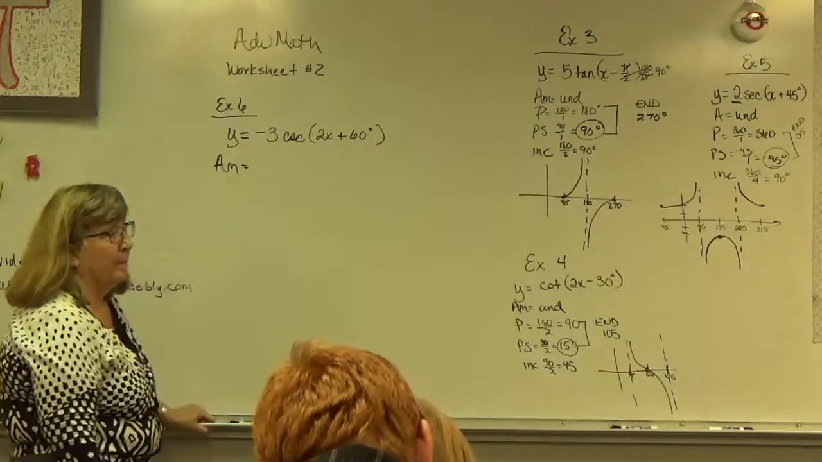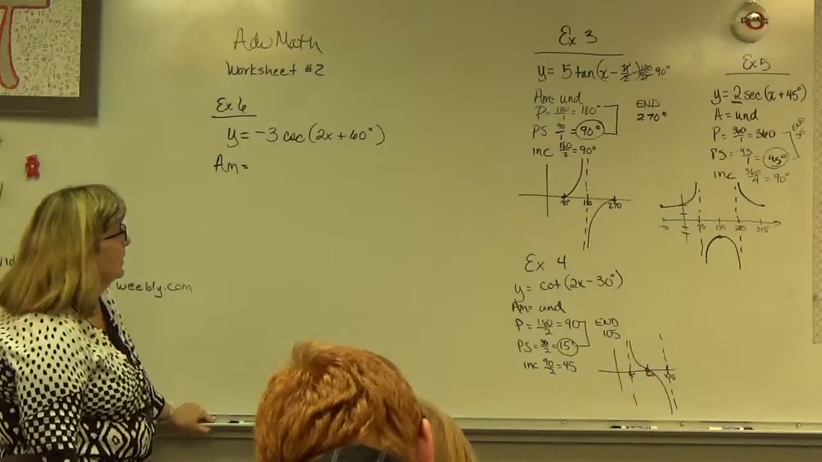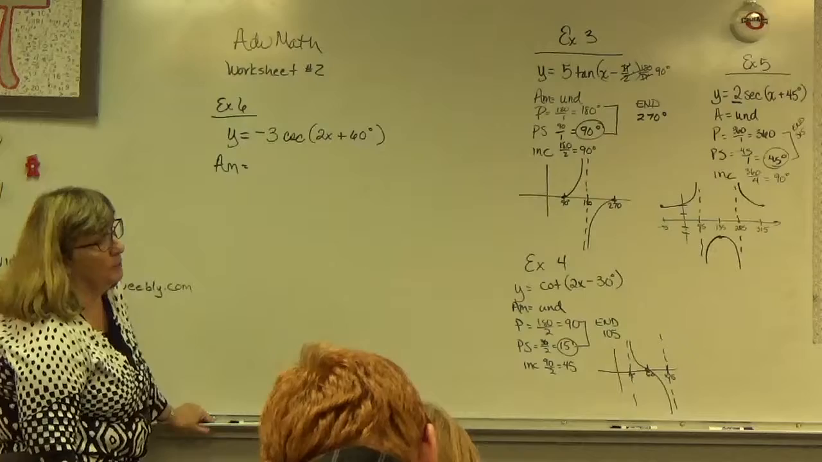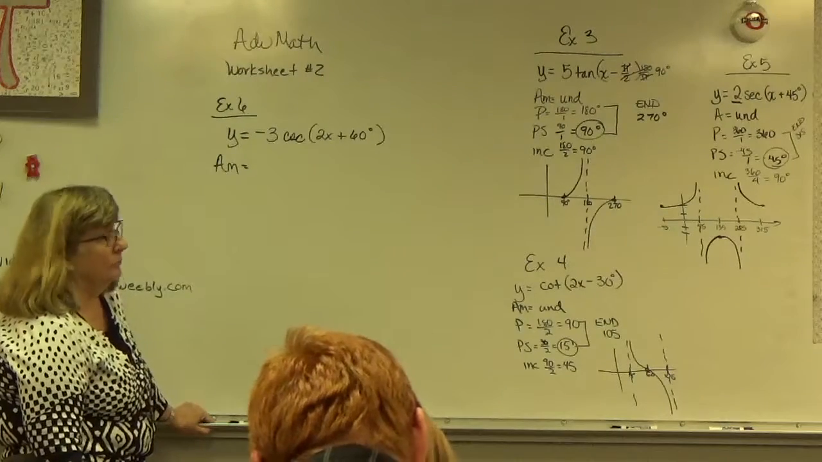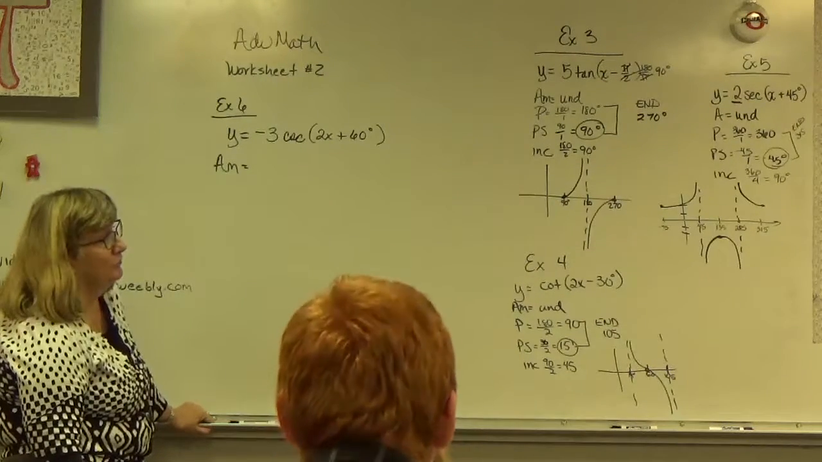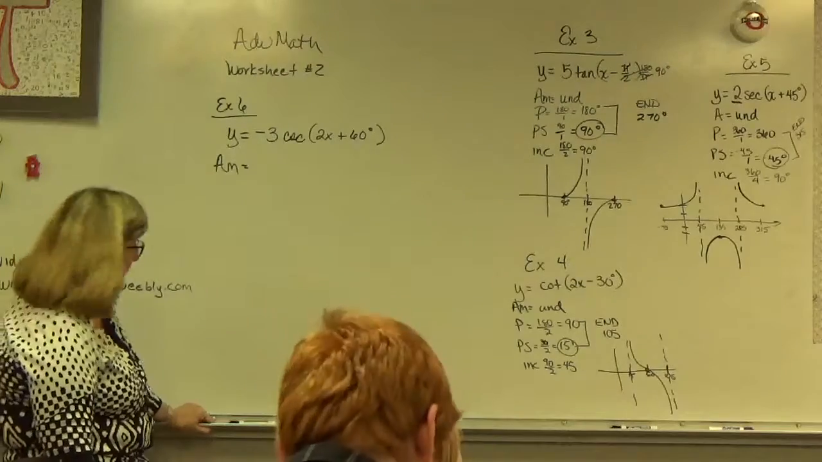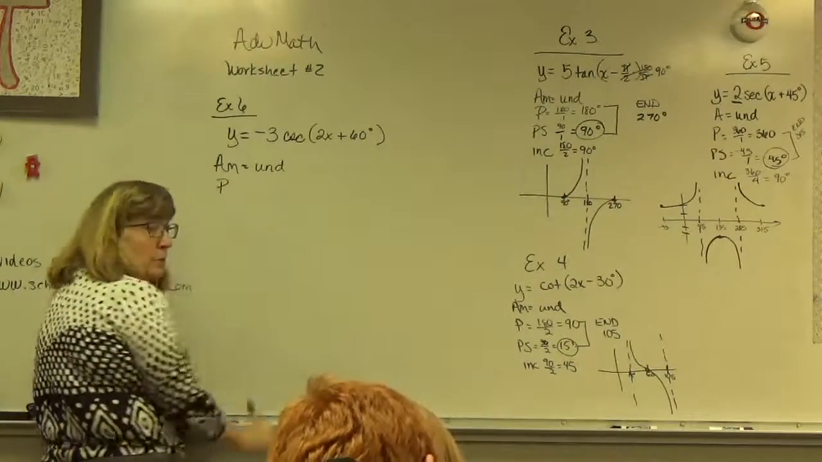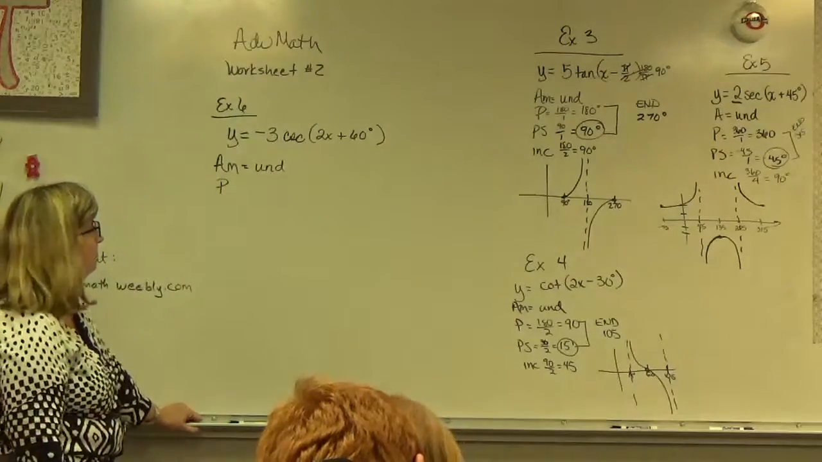Negative 3 cosecant of quantity 2x plus 60. So you're going to answer the question, what's the amplitude? It is 3. Oh wait, careful. No, it's cosecant, undefined. That means we're going to have asymptotes. What's the period going to be, Delaney? 2?